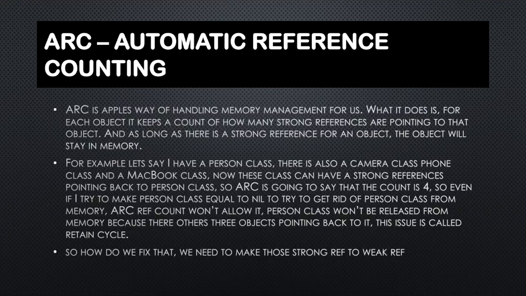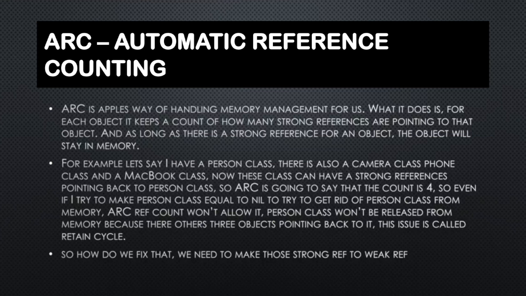This is the issue which we call retain cycles. The objects will stay in memory forever if they are in the strong reference state. So how do we fix it? We fix it by making those references weak. Change those strong references to weak references, and your objects will be deallocated as soon as they are done being used.